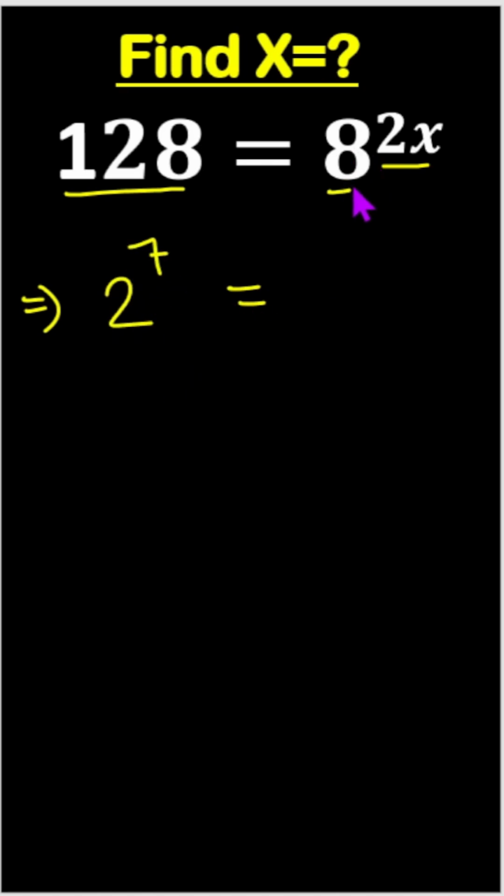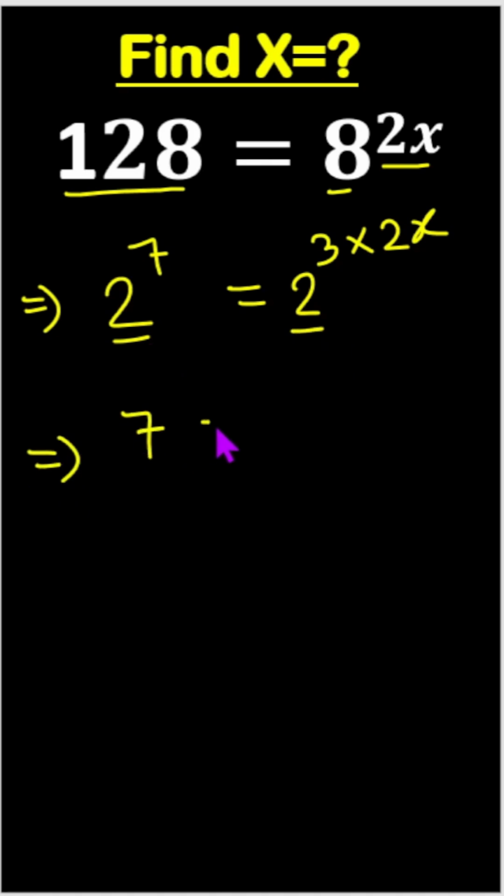And this 8, we have to make the same base, it means 2. So 8 we can write 2 to the power 3, and times 2x. Now the bases are the same, so we can write 7 equals 3 times 2x, it means 6x.